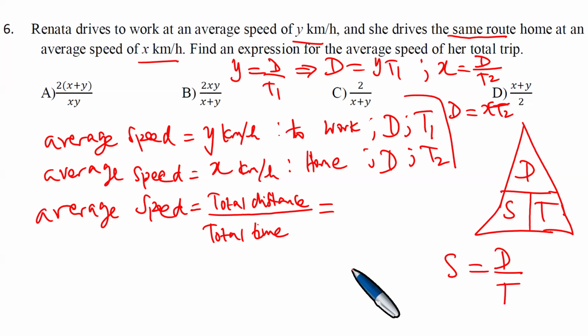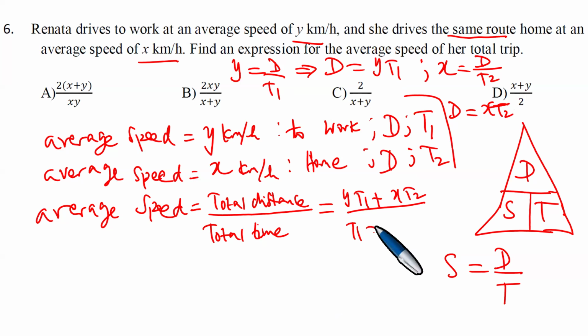So now, what is average speed? Average speed is total distance over total time. It means that now, what is the total distance? It's first going to cover this distance when going to work, but it's also going to cover the distance when traveling back home. And that distance is y t1 plus x t2, divided by the total time, t1 together with t2.